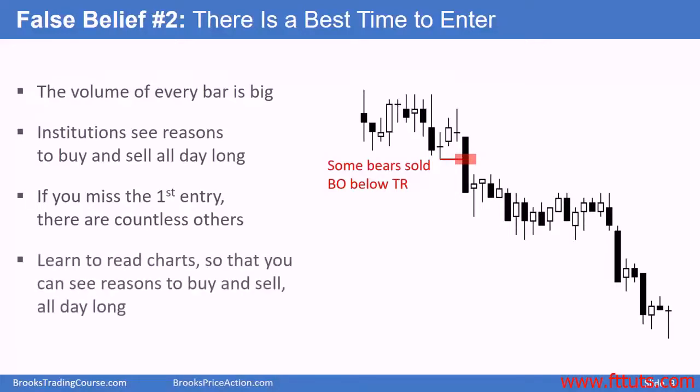The key is to learn how to read the charts so that you can see the reasons why institutions are buying and selling all day long. When you see a chart like this, every bar has a lot of volume. You know there are institutions finding reasons to buy, and there are other institutions finding reasons to sell. And all it takes is a little practice for you to see those reasons. And then you can enter at any time. You do not have to worry about taking the first trade or the first entry. There are always going to be other entries. So if you don't sell the breakout below the double bottom, sell the close of this bar.